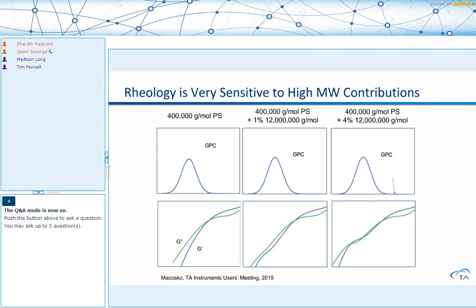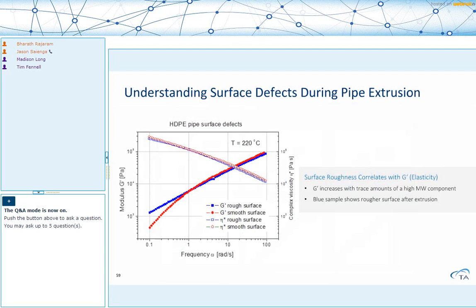What this highlights is that the low frequency behavior is dictated by the highest molecular weight component that is present in the material. That essentially slows down the entire system and the types of relaxation it's going to have. And this has impacts on processing too. So we'll highlight that with an example on how we can understand surface defects during pipe extrusion.